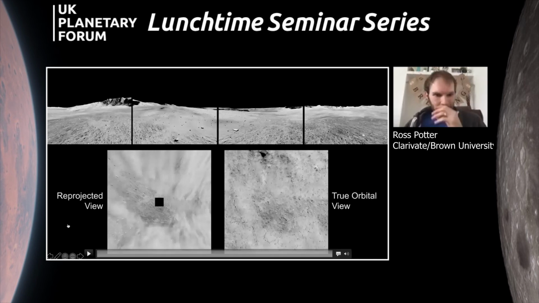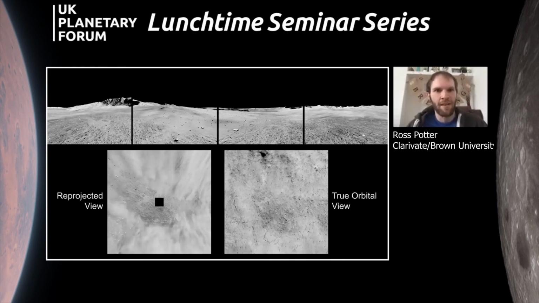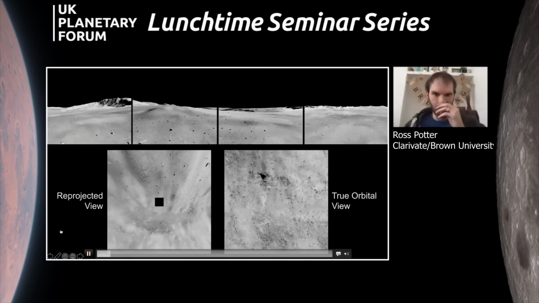Okay, so this will be a short video. The top screens are showing again those 4 different views from the rover on the surface. The left bottom image is showing that reprojected view, and the image on the right is showing the true orbital view, so what you would see from space. We can see how this changes as we move across our landscape.